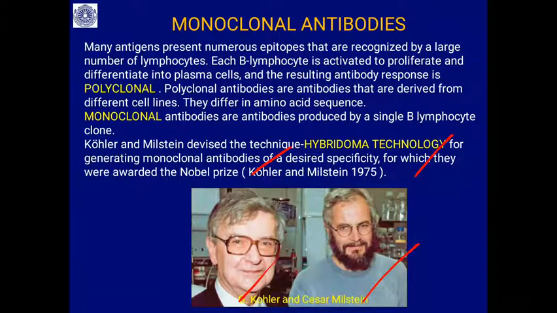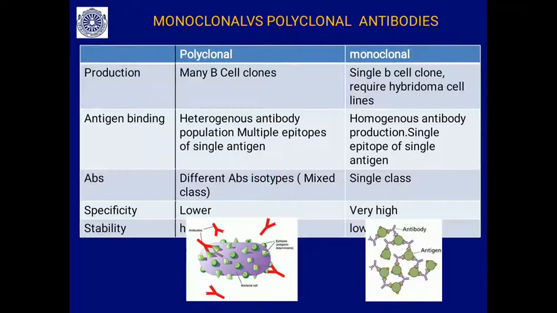It is a field of scientific research. These monoclonal antibodies are used in very different fields like medicine, for diagnosis and therapeutics, industries, and research. So that revolutionized the field of science. That's why they were awarded the Nobel Prize in 1984. So this is the hybridoma technology that they devised to produce monoclonal antibodies. What is this technique, hybridoma technology? We will study it in later slides.